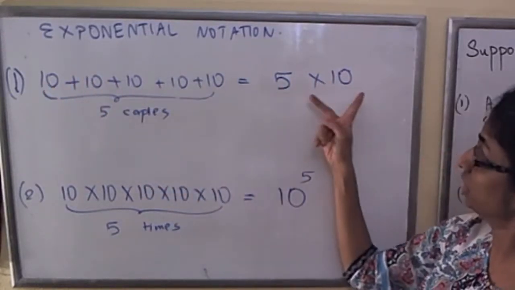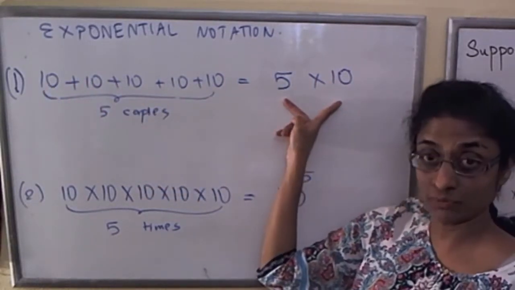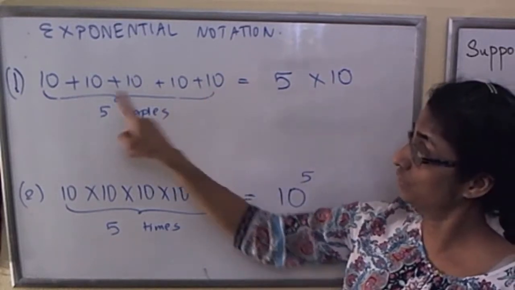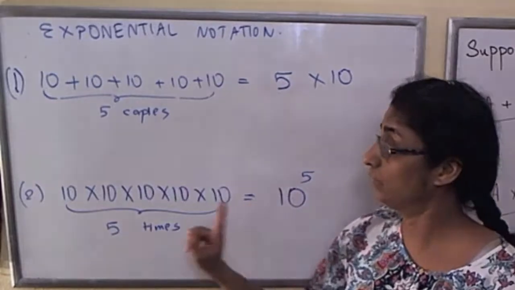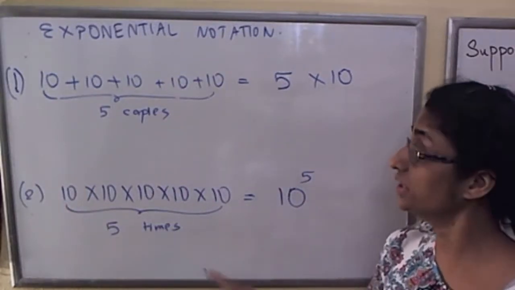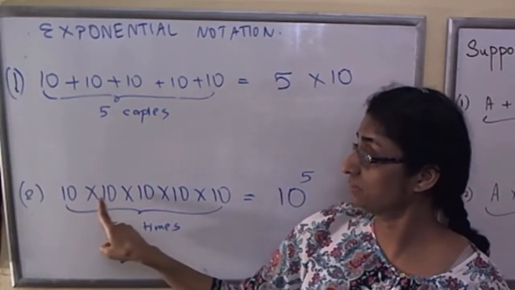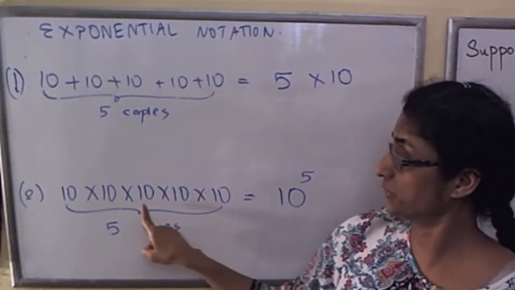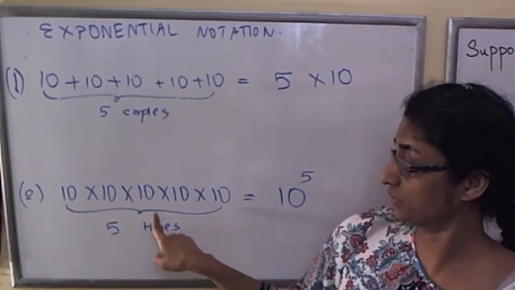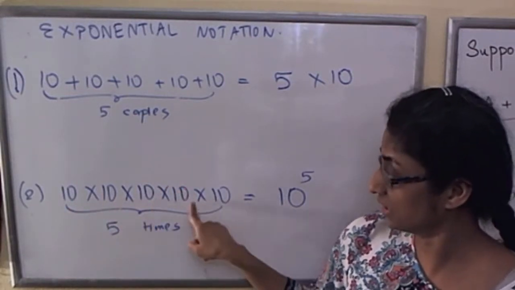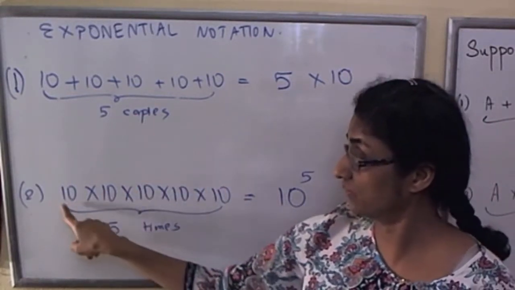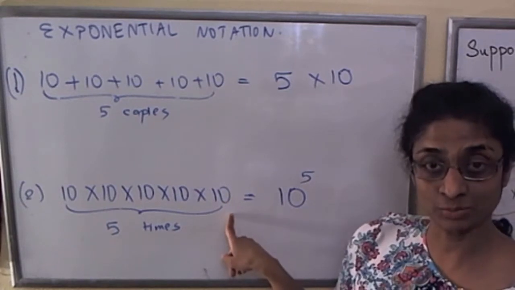So in other words, 5 times 10, you can think of it as an abbreviation for writing 10 plus 10 plus 10 plus 10 plus 10, which is pretty long. Now look at this example. Here we are multiplying 10 by itself. And how many of those tens have we taken? I've taken 5 tens, and I'm doing 10 times 10 times 10 times 10 times 10. So this is a very long arithmetic expression.